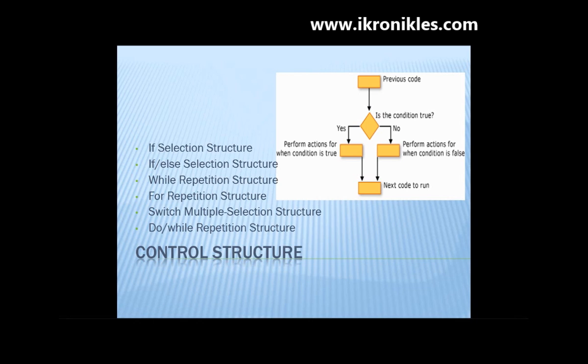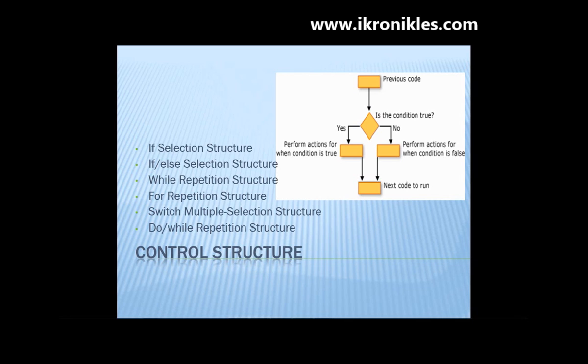So C# provides three types of selection structure, which is the if selection structure, the if else selection structure, and the switch multiple selection structure. The if selection structure performs an action if a condition is true, or skips the action if the condition is false. The if else selection structure performs an action if a condition is true and performs a different action if a condition is false. And the switch multiple selection structure is one that you can use to perform one or many actions depending on the values of an expression.